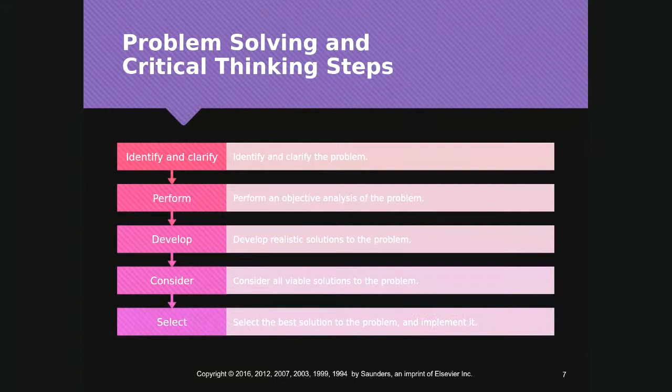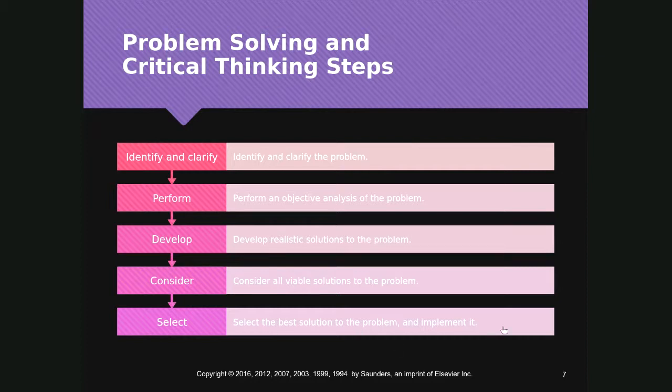There are actually steps that are approached in a specific order to problem solving and critical thinking. These are found on page 32 in a chart, and they're approached in order. Notice it says that you want to identify and clarify what the problem is, perform an objective analysis of that problem, come up with realistic solutions to the problem, consider all the viable solutions, and select the best solution and implement it.